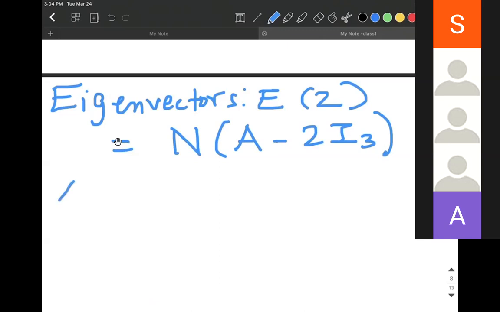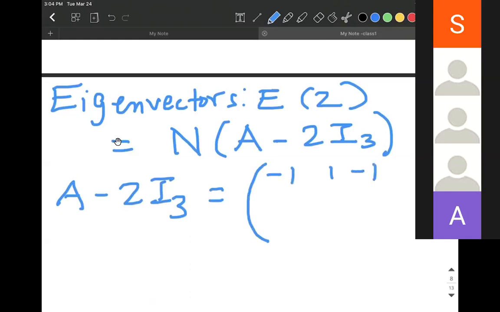Now, if you write out A minus 2 I3, it's going to be the following matrix: minus 1, 1, and minus 1, 1, minus 1, and 1. And the third column is completely 0. Okay.